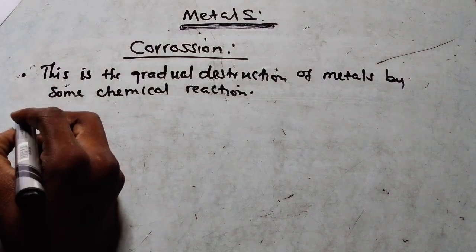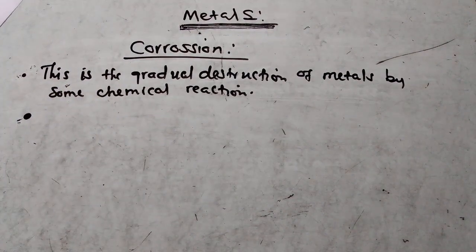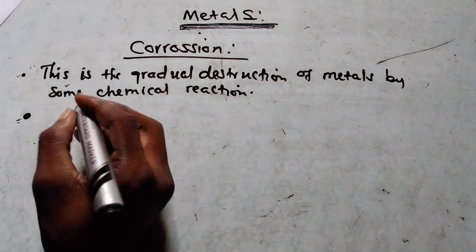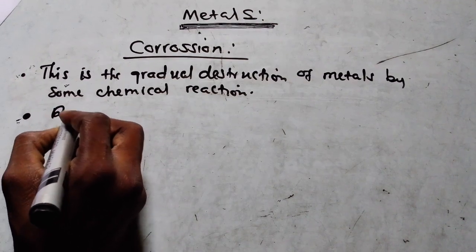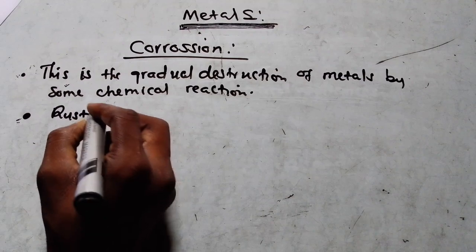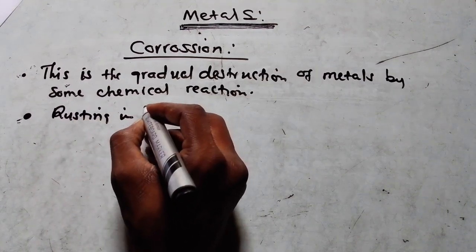So what is an example? Which example can you give as an example of corrosion so that we understand it better? The example of corrosion is rusting in iron.